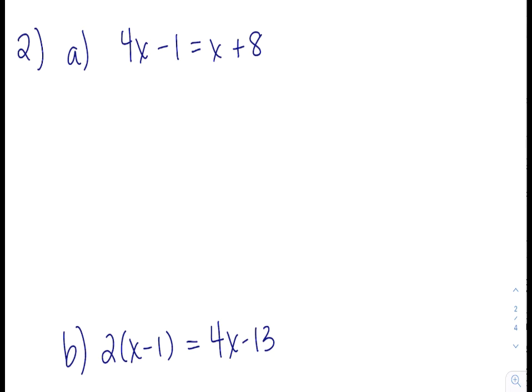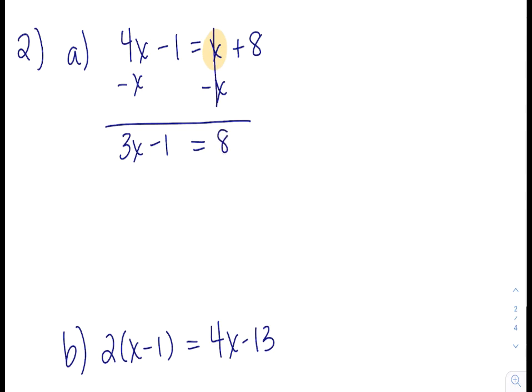So now I'm going to get my x's on the left. So that means the x I have here, I need to subtract x from both sides. 4x minus x, if you have 4 of something and you take 1 away, that would be 3 of those things. So 4x minus x is 3x. Bring down the minus 1. Here the x is canceled, bring down the 8.